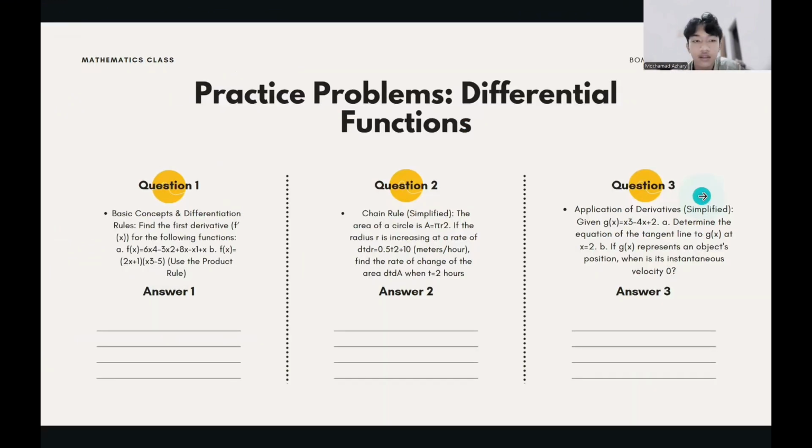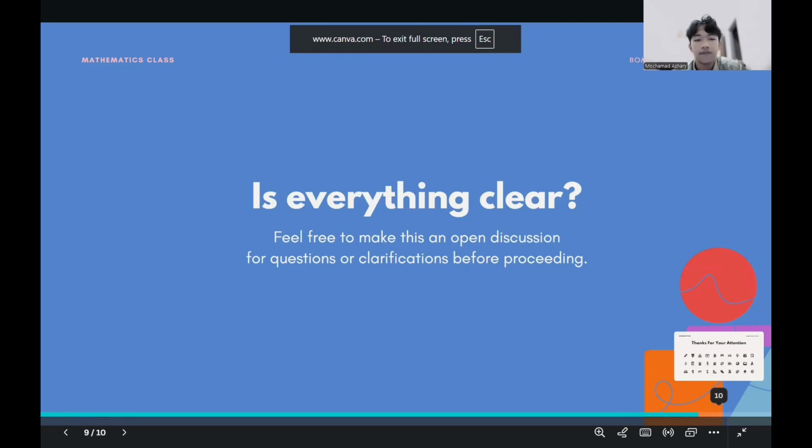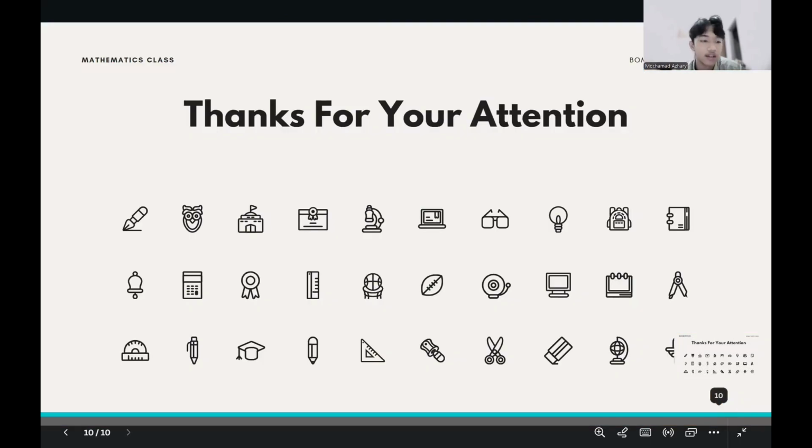Next, here are sample problems you can try, guys. Differential functions are a powerful mathematical tool for understanding change, rate, and optimization. I hope this presentation has given you insight into how fundamental this concept is across many areas of life and science. Thank you for your attention.